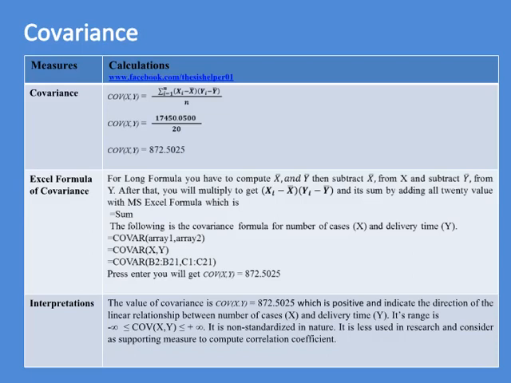Interpretations: the value of covariance of xy is equal to 872.5025, which is positive and indicates the direction of the linear relationship between number of cases, x, and delivery time, y. Its range is negative infinity less than or equal to covariance of xy, which is less than or equal to positive infinity. It is non-standardized in nature. It is less used in research and considered a supporting measure to compute the correlation coefficient.